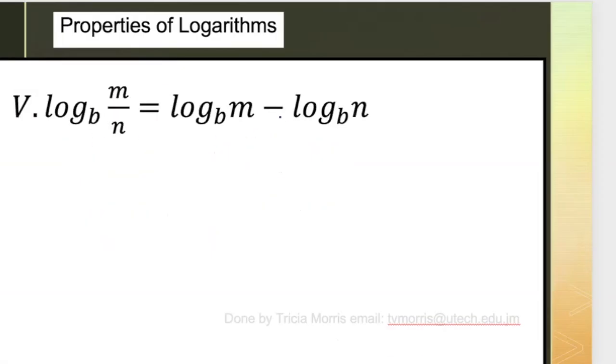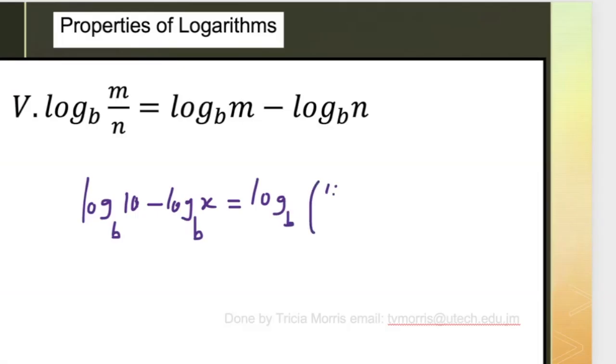The next rule says when you minus, you divide, or when you divide, you subtract. So in other words, once you see subtraction, then it means I'm going to write it as division. So I could have log 10 minus log x. Then I'll write the log once with the base. And then this would be 10 over x. So once you see subtraction, you are going to write it as division.